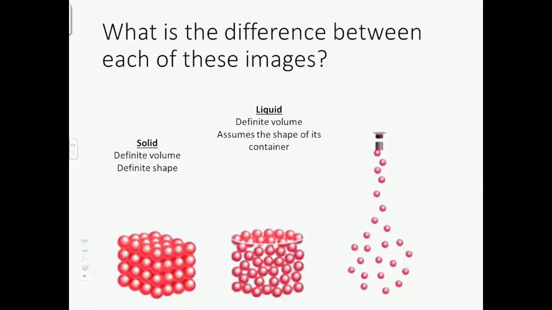The next one is a gas. The gas assumes the volume and the shape of its container. That's why we had to cap the volumetric flask. If you did not cap that volumetric flask, those gas molecules would be spreading out and taking on the shape of its container, whether it be a big, huge room or a volumetric flask.